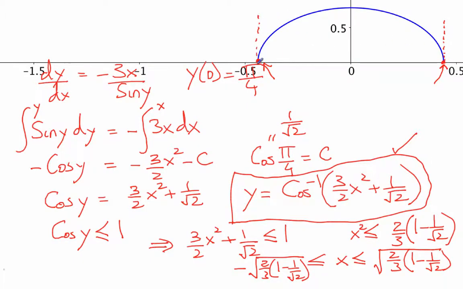And that's exactly what you see over here, that the derivative goes to infinity here, and of course over here. On the other hand, when x is equal to 0 in this solution, or over here, then cosine of y is 1 over square root of 2, which means y is equal to pi over 4, and pi over 4 is this number here. So we have checked that this is indeed the correct solution and has been plotted correctly as well.